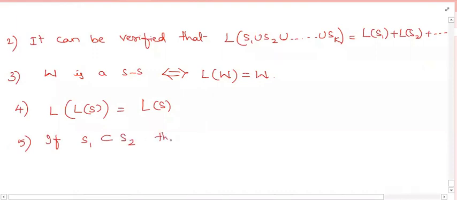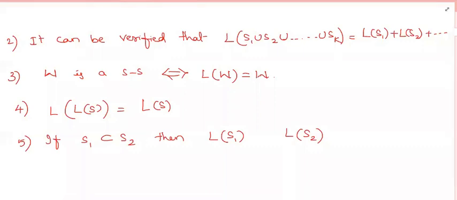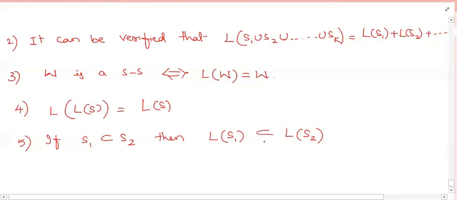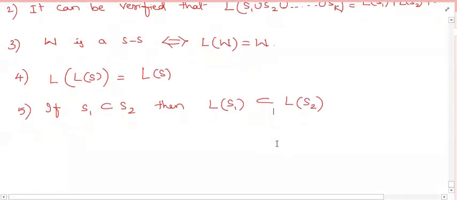And fifth one, if S1 is a subset of S2, then L of S1 and L of S2. So what can you say about which one contains which one here? If S1 is a subset of S2, is L of S1 a subset of L of S2, or L of S2 a subset of L of S1? So we will see L of S1 is a subset of L of S2. Okay, this is important. This kind of properties may be given in the options in the questions. Theoretical problems also can be asked. And this also we can see from here.